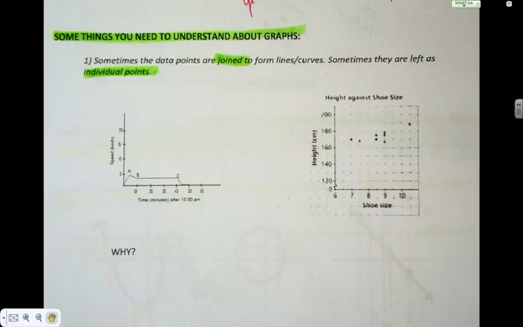Lexi? Because it's one thing and then the shoe size is different. I like that, you just need to explain that a little bit better. So it's one thing and then it's different. Like, everyone has different shoe sizes, so they're not going to join them all together. You're definitely on the right path there.